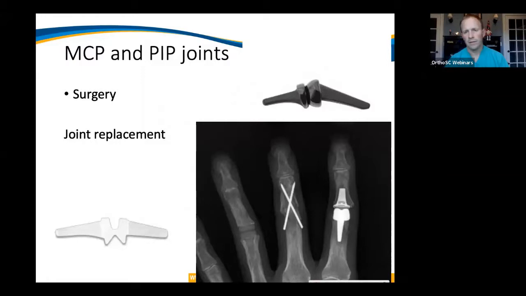And so the device on the top is the metal or carbon replacement. You can see that as being white on the x-ray. And then the one on the left, or the ring finger here in this picture, is the rubber knuckle. And so I typically do a lot of these. They are very reliable as far as keeping motion and giving pain relief.